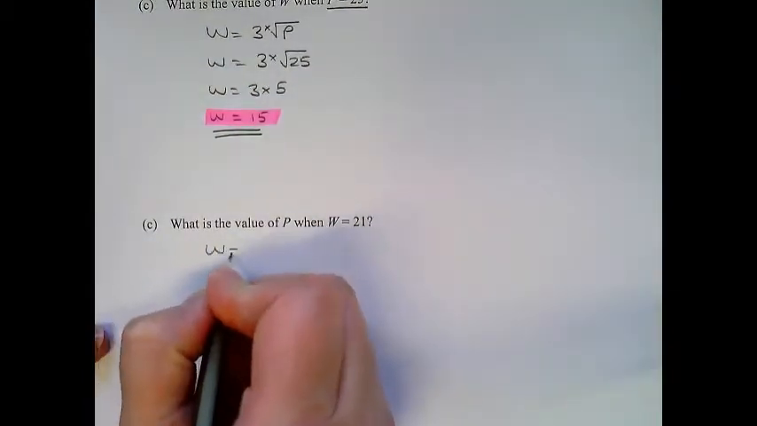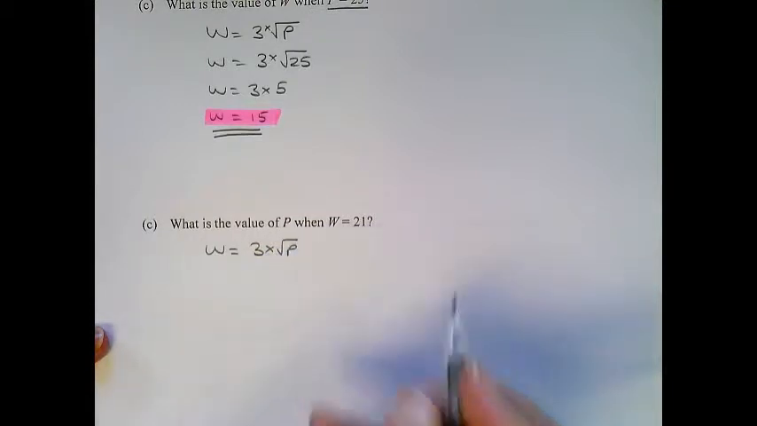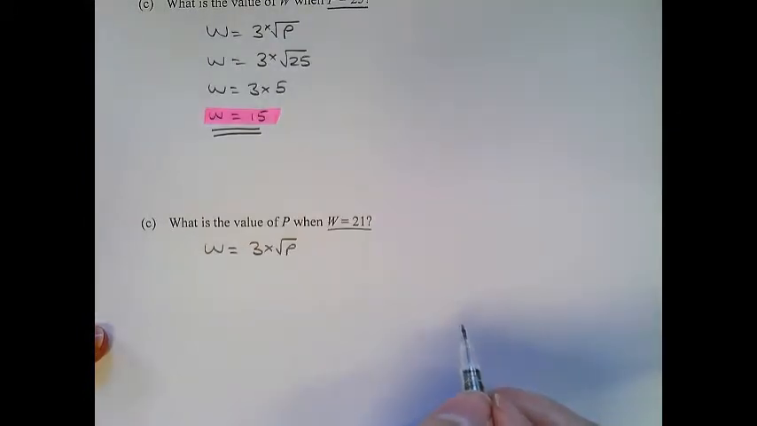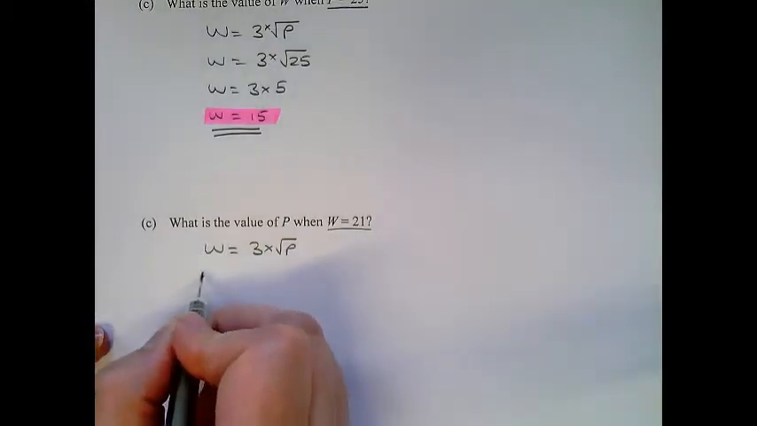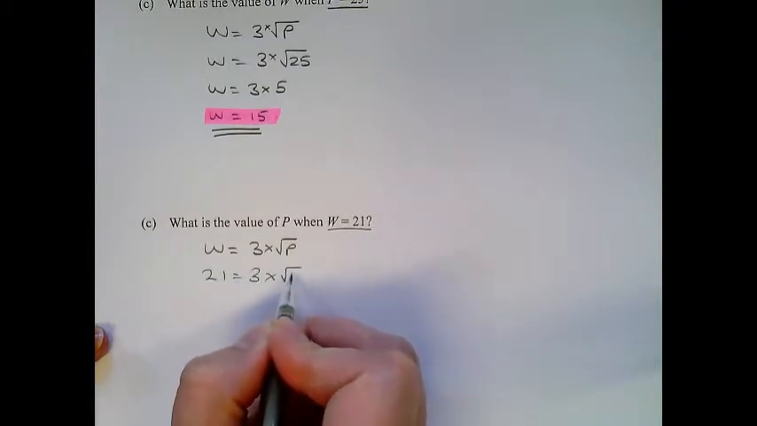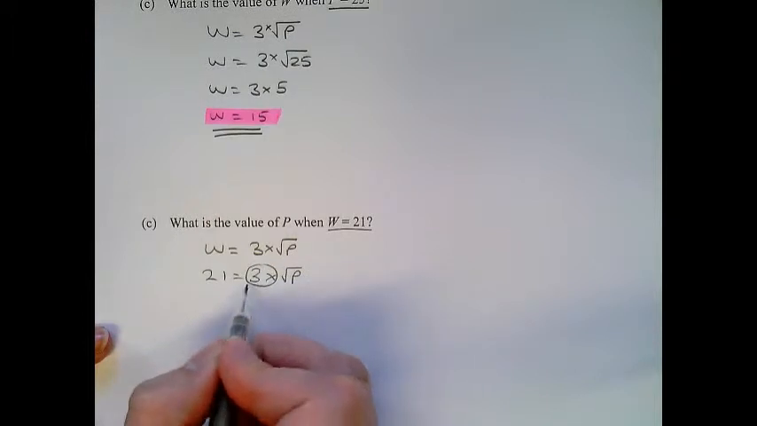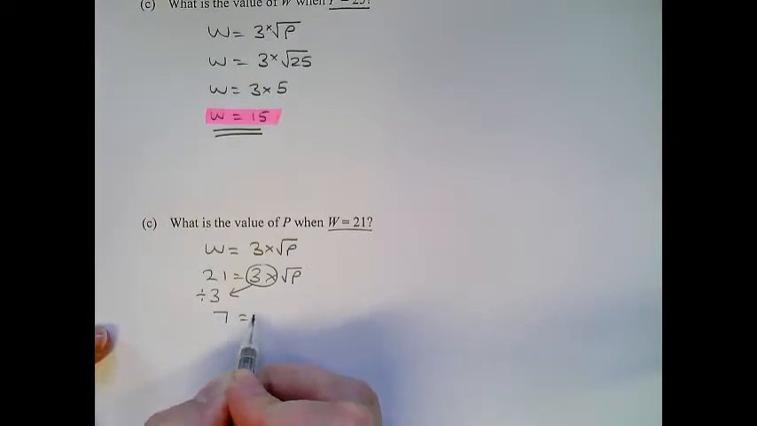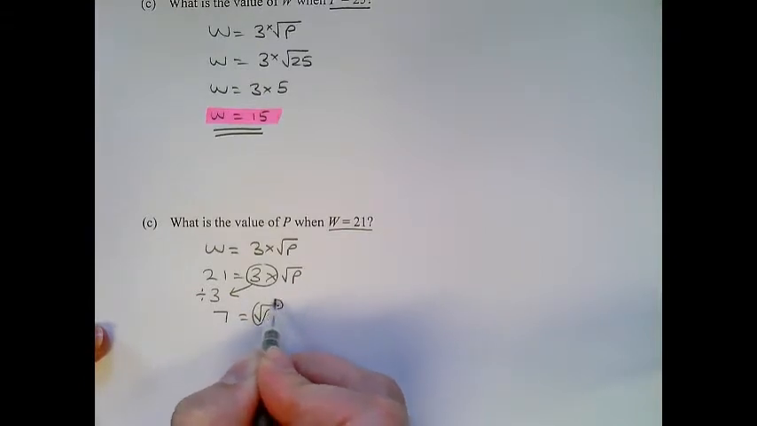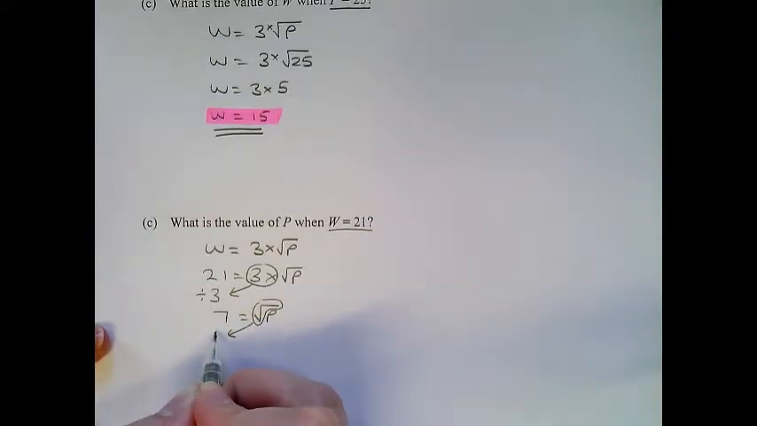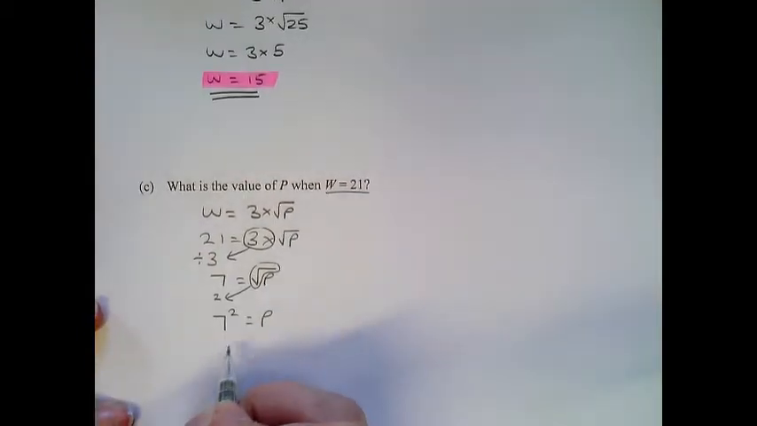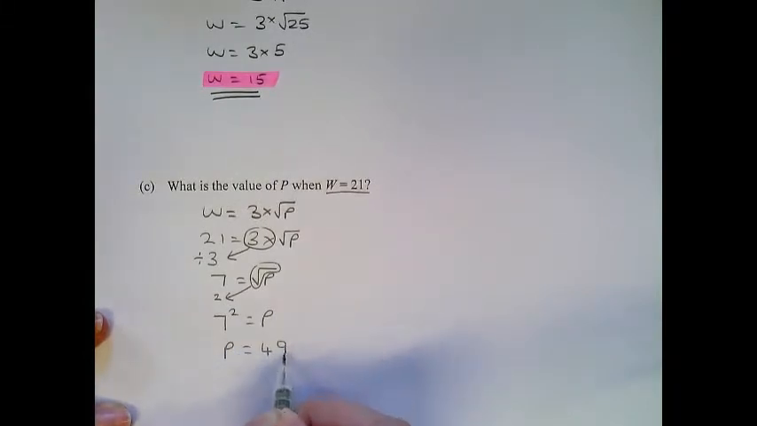The last bit then, using the same formula, 3 times the square root of P, and this time we want to know the value of P whenever W is equal to 21. So put 21 in there instead of the W, equals 3 times the square root of P. Bring the times by 3 over to try to get the P on its own. So 21 divided by 3 gets you 7. So 7 is equal to the square root of P. So for you to get P on its own, you would bring the square root over, and the opposite of a square root is a squared. So 7 squared is equal to P, so that means that P must be equal to 49.